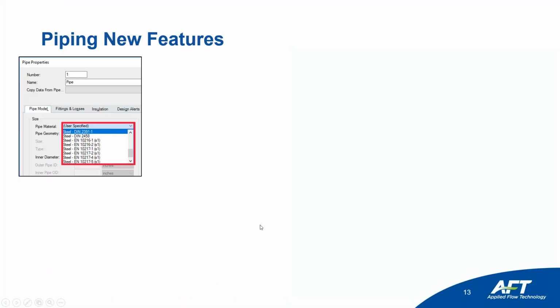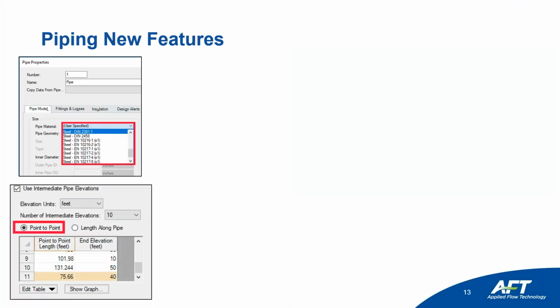Okay, the next new feature is included in the Use Intermediate Pipe Elevation option. The Use Intermediate Pipe Elevation option is on the optional tab of your pipe property window, and you've always had the ability to include intermediate pipe elevations, but the new feature is that now you can do a point-to-point option. Let me open up a model really quick that shows what I'm talking about.